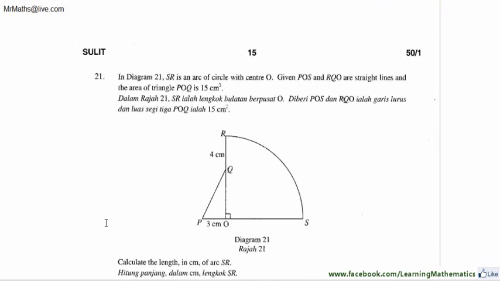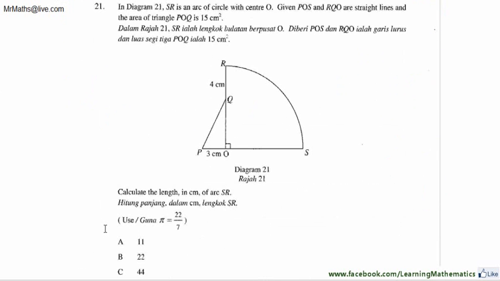Move on. Number 21. In diagram 21, SR is an arc of a circle with center O, and ROS is a right angle. Given POS and RQO are straight lines, and the triangle POQ is 15 cm squared. Calculate the length in cm of arc RS.